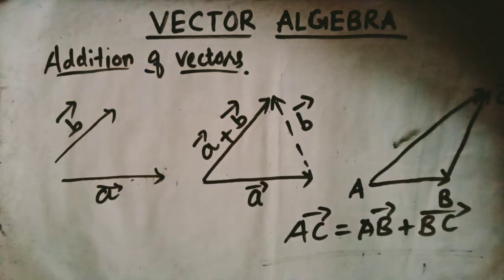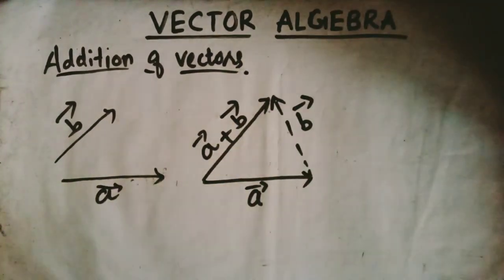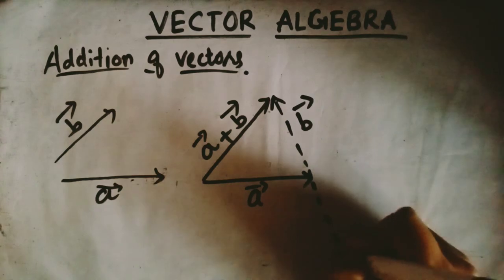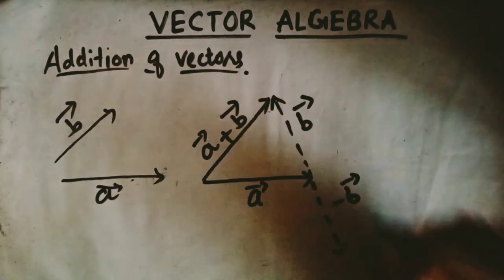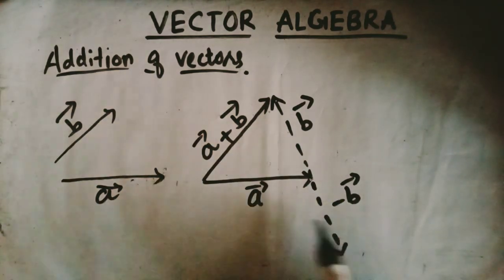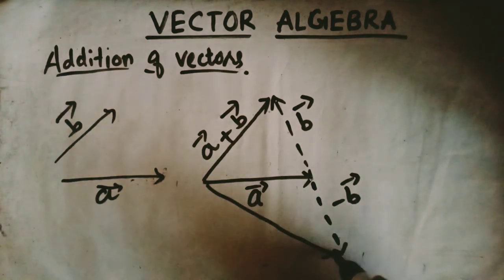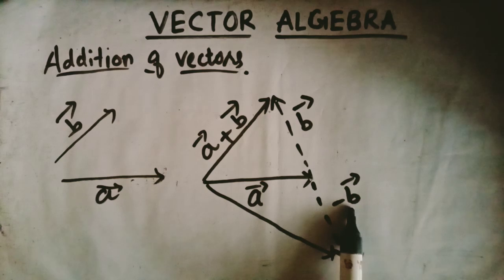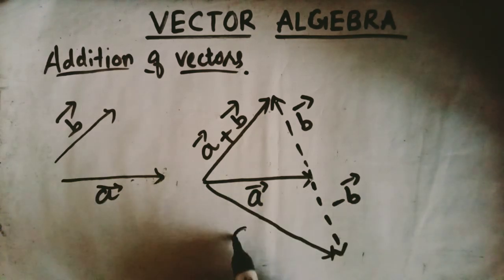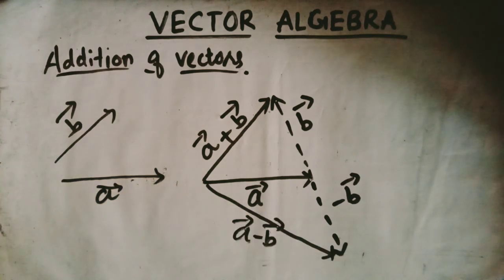Now suppose we have our negative B vector. That is, this B vector is in the opposite direction, so this becomes negative of that vector, right? So the vector along this direction will be A plus negative B. So here minus is there, so adding these two you will get A minus B vector. So this is addition of vectors.